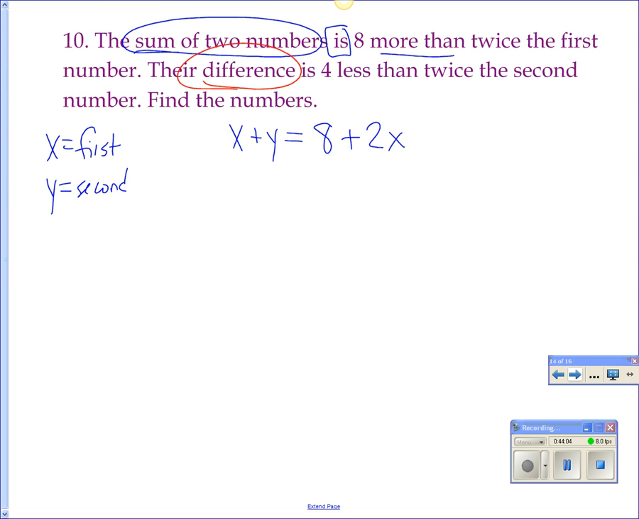Their difference, that's my second equation, how do I write that? X minus y. Then I see is. Hold up, stop, wait a minute. What do I have to do for that? Equals. 4 less than. Oh, every time you see less than, you have to switch things around. Twice the second, so that's 2y minus 4.